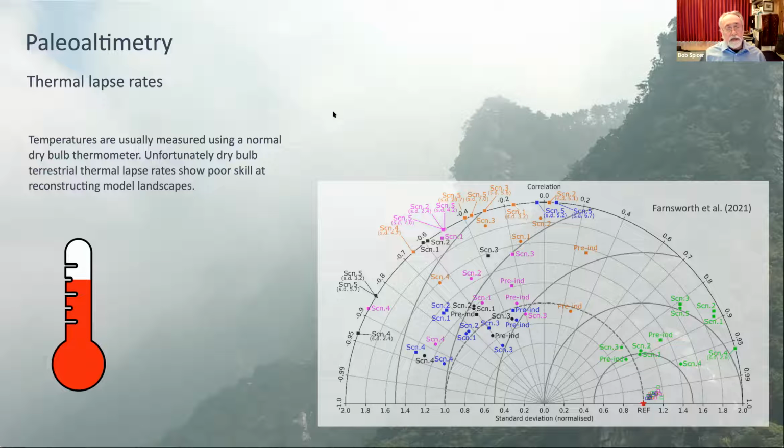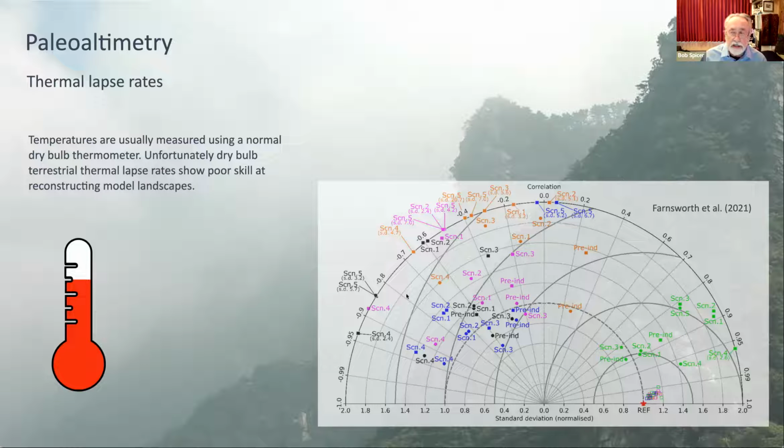We also tend to measure temperatures using a dry bulb thermometer, a normal thermometer, if you like. And if we use these dry bulb thermometers, what we find is that we get an enormous scatter of, let's say, different reconstructions. Now, in 2021, Farnsworth et al. decided to do, and I was one of the authors, a climate modeling exercise where we gave the model a prescribed set of topographies and asked the model to reproduce these topographies using dry bulb terrestrial lapse rates. And what we found was that the annual means, shown here by the dark squares, were incredibly poor at reproducing the topography that we had introduced into the model.